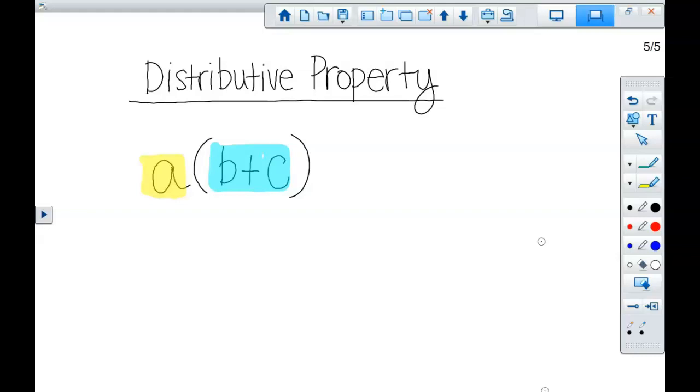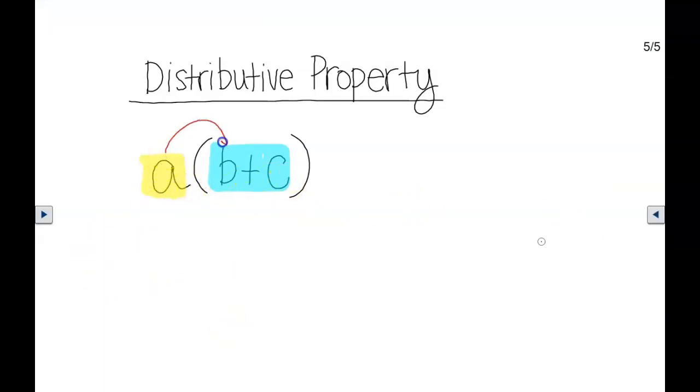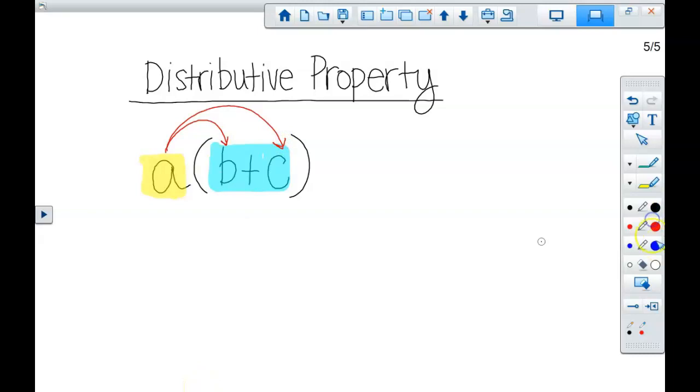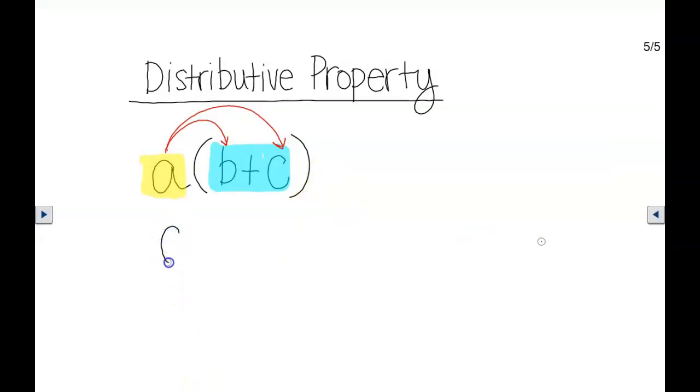What distributive property tells me I can do is, instead of multiplying A times the entire group, I can take A and multiply it by each member of my group. So I can do A times B, I can do A times C, and then add the results together. So distributive property tells us that instead of doing the group first and then multiplying by that number that's outside, we can distribute the number that's outside to each member of the group. The A gets multiplied by the B, and the A gets multiplied by the C.